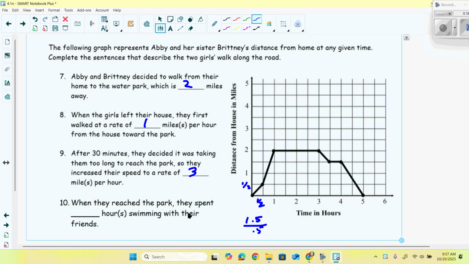When they reached the park, they spent some time doing something. That's why they went there. Well, at 1 hour they got there, 1 hour of their trip, and they stayed till their 3rd hour of their trip. The total trip time was 5 hours. 1 hour spent getting there. From 3 to 5, 2 hours was spent getting home, and 2 hours was spent at the park. Okay?